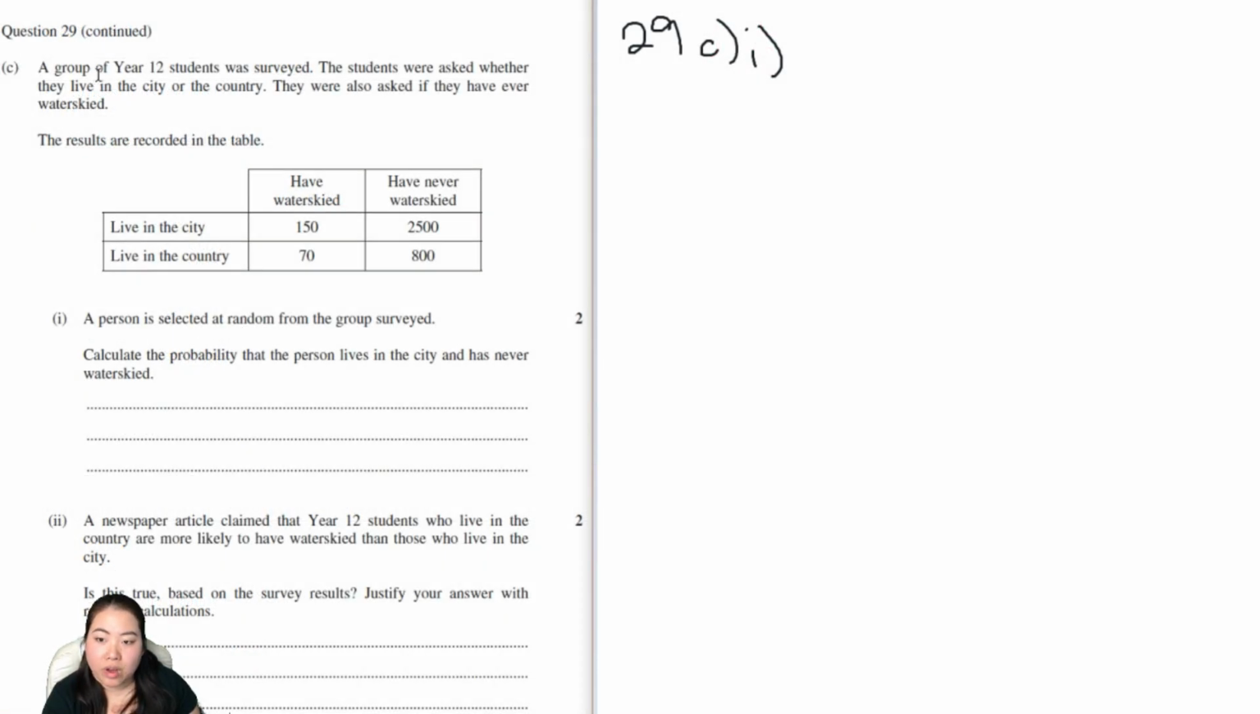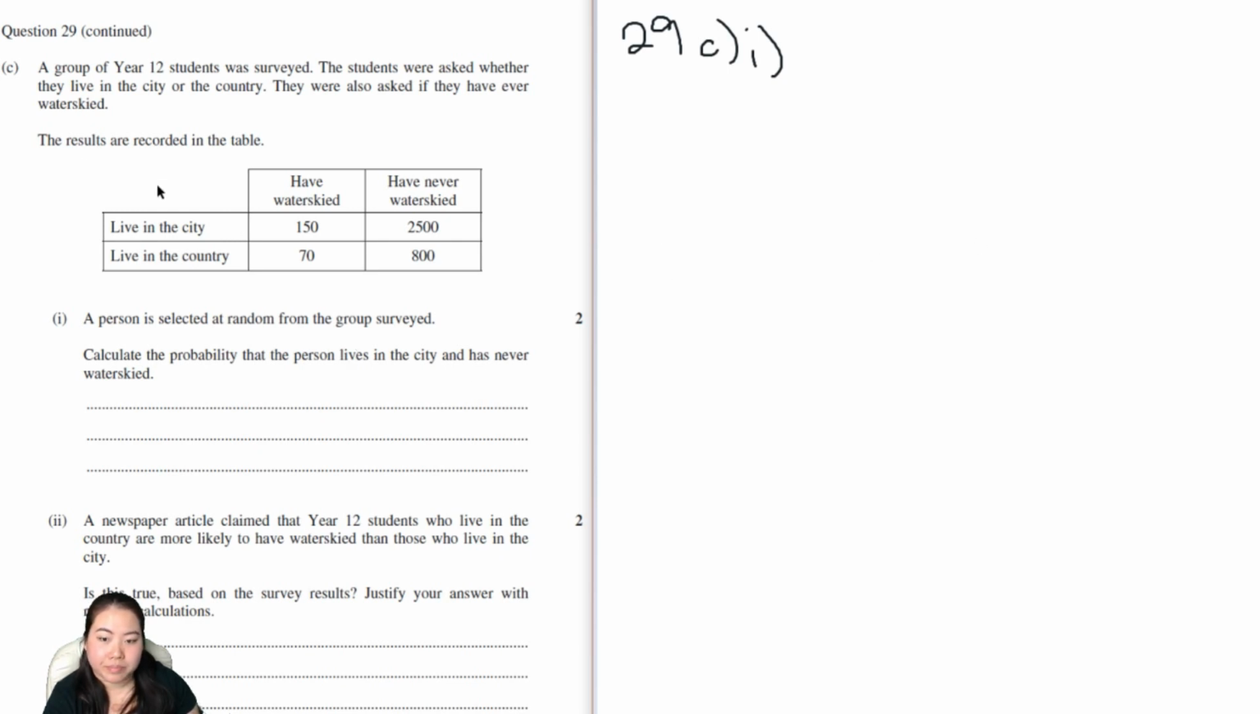29C. A group of Year 12 students were surveyed. The students were asked whether they lived in the city or the country. They were also asked if they have ever water skied. The results are recorded in the table. Question 1. A person is selected at random from the group surveyed. Calculate the probability that that person lives in the city and has never water skied.